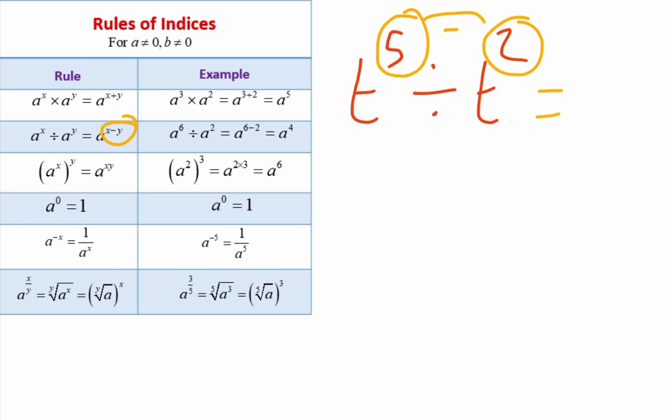So therefore, the bases stay the same. So we keep it as t. 5 take away 2 is 3. So the answer is t to the power of 3, or t cubed. We can then do it again with numbers.